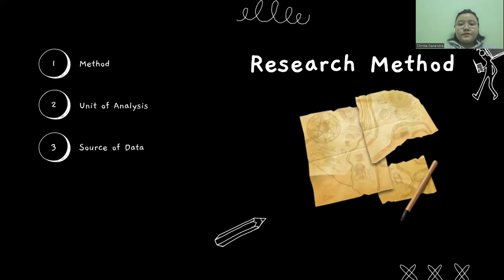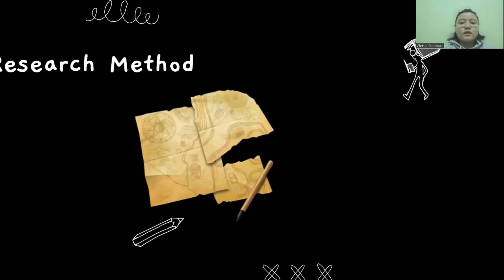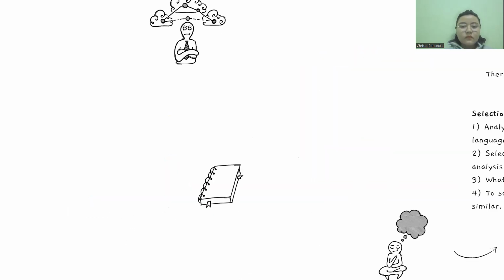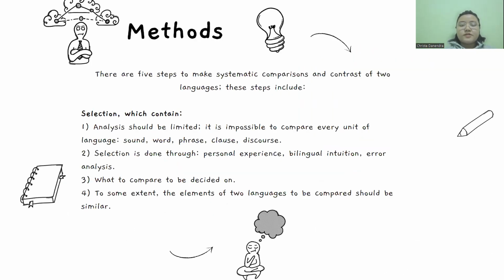Okay, so for the research method, we have three units here. The first one is method, second is unit of analysis, and third is source of data. For the methods, actually, we have five methods here: selection, description, comparison, prediction, and verification. For selection, it contains analysis that should be limited. Selection is done through some personal experience, bilingual intuition, error analysis, and other sources.